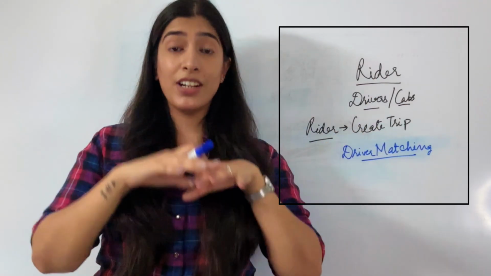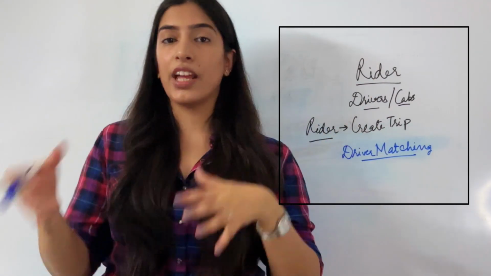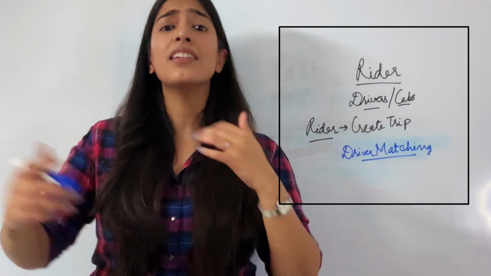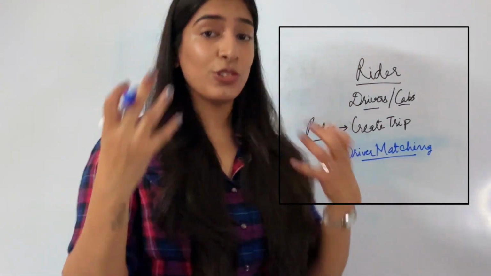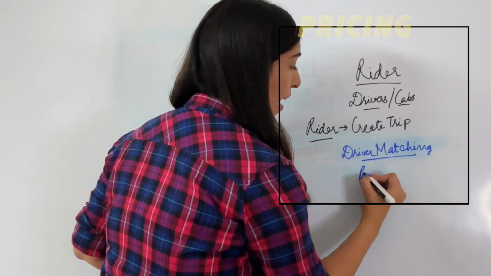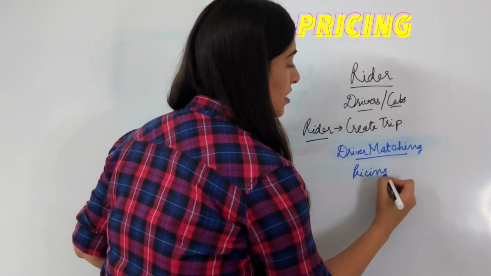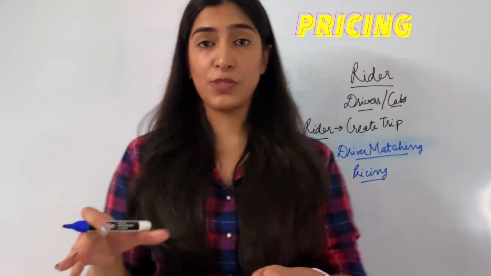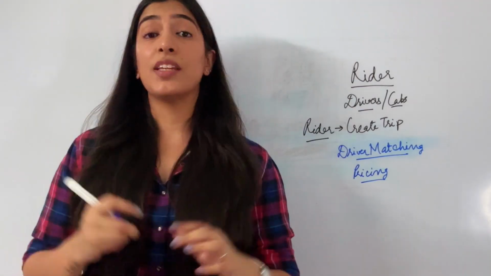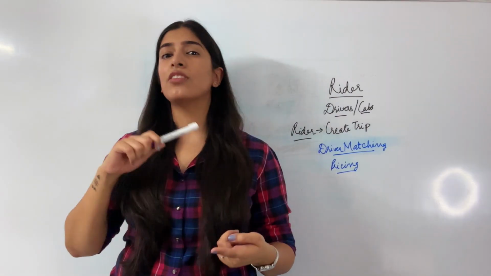Now after we have a driver, what do we have? We have rider, we have driver, we have source location, we have destination location. The next thing that we have to do to start the trip is basically pricing. So we have to see how much this particular trip should cost. Now again, this can be based on a lot of conditions. Maybe it is based on driver's rating.